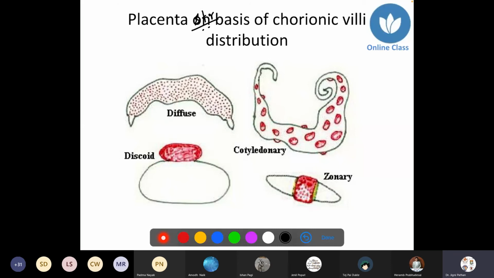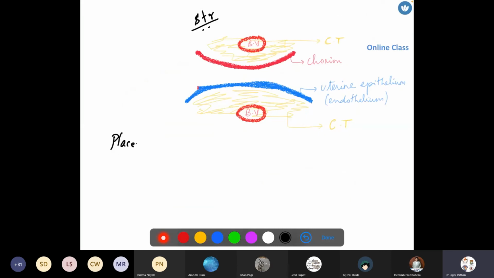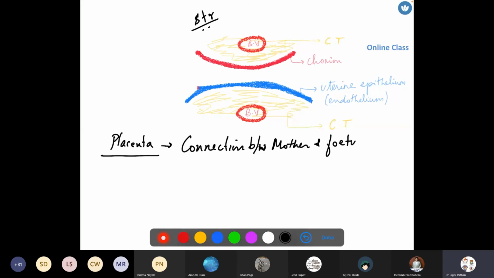What is placenta? Connection between mother and fetus. It is a temporary structure.